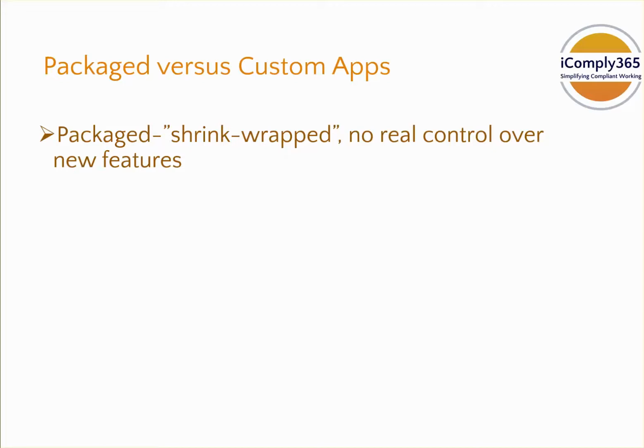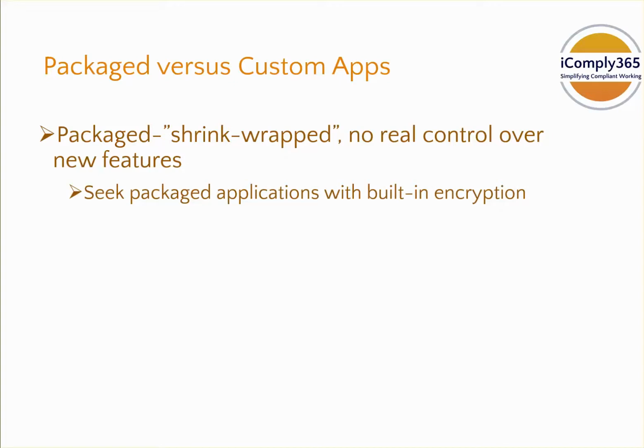Shrink-wrapped applications. When you actually go to the store and buy an application with this box with the CDs in it, that type of thing. Packaged applications, you as a customer really don't have a great deal of control over new features. You're going to have to wait for them to get up to speed on doing built-in encryption. However, there are companies that do an extremely good job of built-in encryption, and the one that comes to mind here that most people are familiar with is Microsoft Office 365.